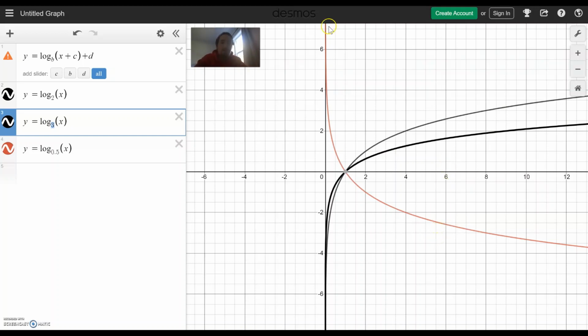No dramas. And in terms of the range, any y value will work and any x value down the bottom will also work. Hopefully you found this Desmos part useful.